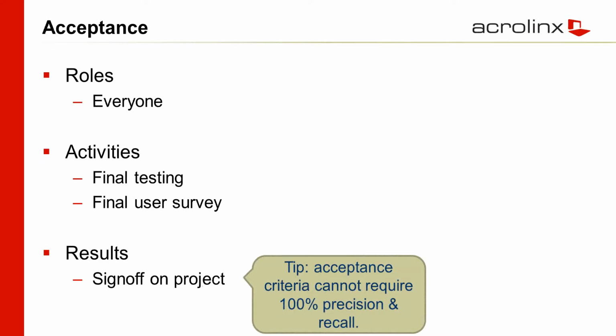And then the final point, of course, is acceptance. Everyone who is involved at the beginning should be involved at the end. That's when the final testing and user survey are done, and that's when the project, you get the sign-off. So hopefully you've gotten to 95% precision and something less than 95% on recall.